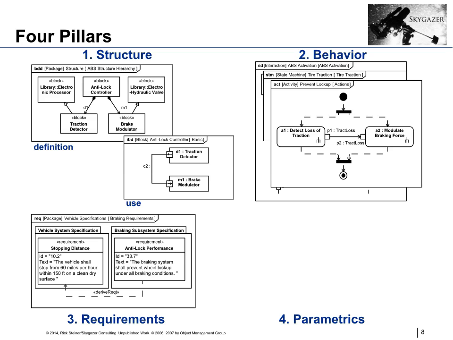The braking subsystem specification has an anti-lock performance requirement, which says something about preventing wheel lockup, and because that is really contingent on a design decision for how to meet the stopping distance requirement, you can assume in this case that this is a derived requirement, hence the derived requirement relationship.